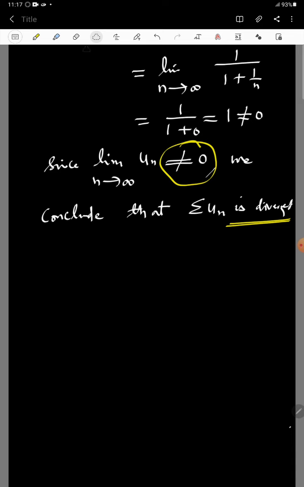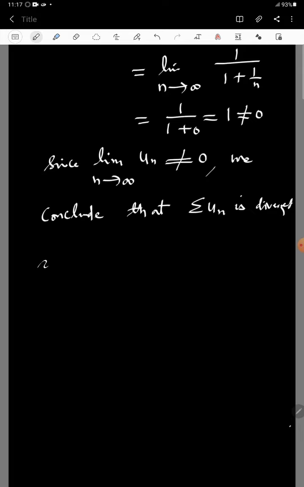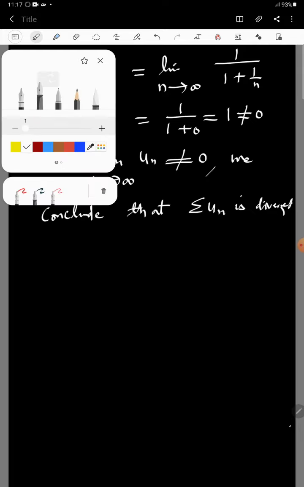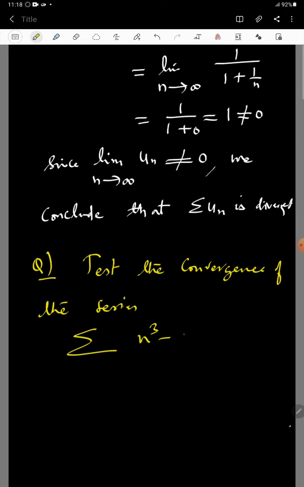So let's have some more practice with another problem using this concept. One thing I would like to suggest is that when numerator and denominator are polynomials of the same degree, directly apply this particular condition. Test the convergence of the series sigma n cube minus n square plus 1 divided by 4n cube plus n plus 5, n equal to 1 to infinity.